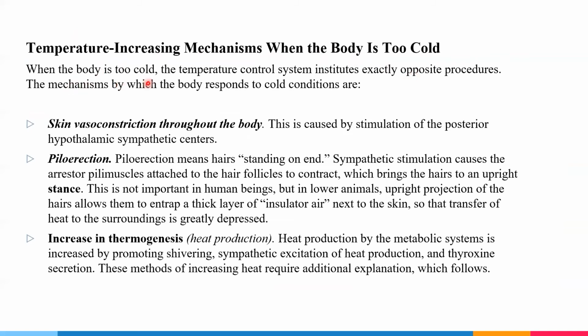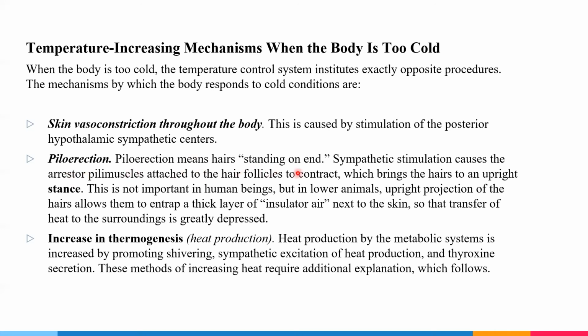When the body is too cold, the temperature control system institutes exactly opposite procedures. The mechanisms by which the body responds to cold conditions are skin vasoconstriction throughout the body, which is caused by stimulation of the posterior hypothalamic sympathetic centers. And thus, as we have discussed before, a low amount of blood that will pass under the skin will cause low conduction, low heat loss by the blood through the skin. Next is the process of piloerection.